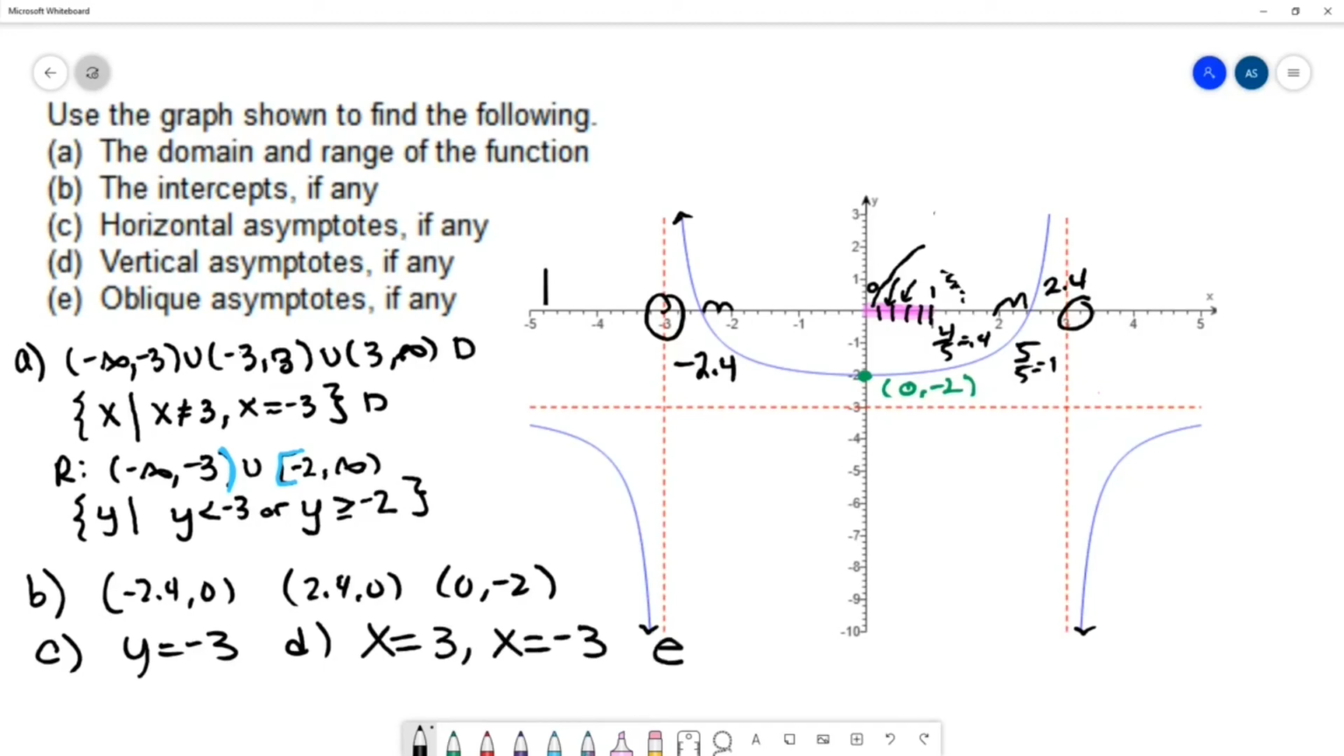And for part E, asking about oblique asymptotes, an oblique asymptote would be a slanted line, and we don't have any slanted asymptotes here. So we have no oblique asymptote for this example.